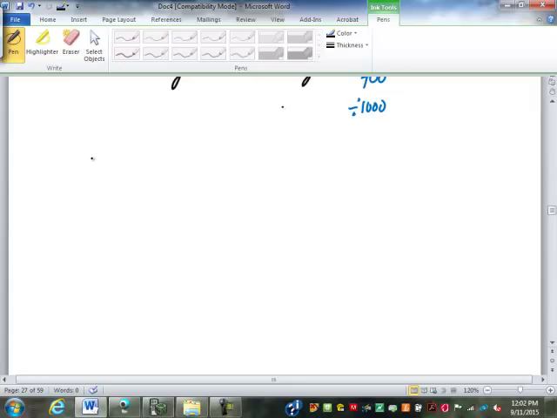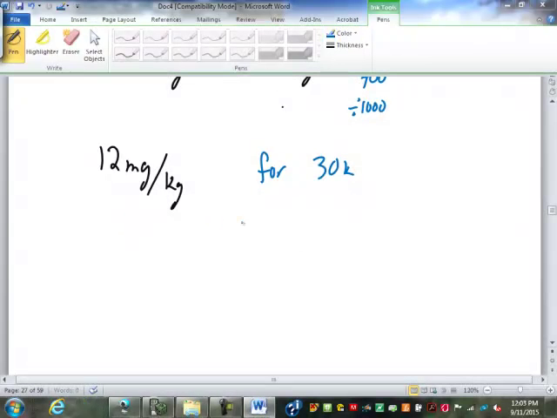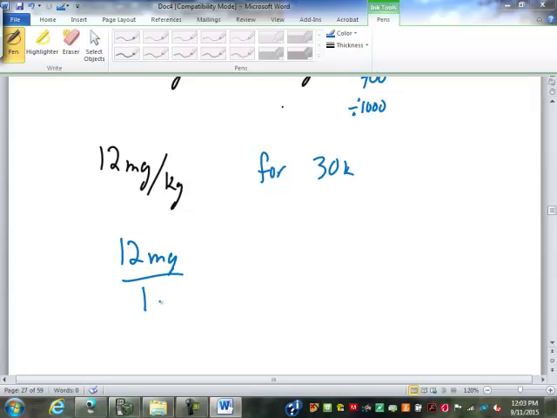We might have a medication that lists 12 milligrams per kilogram. So if we want to know how much medication for a 30 kilogram patient. So 12 milligrams per kilogram, remember, is 12 milligrams per 1 kilogram. Where's the 30 going to go? Top or bottom? That's kilograms. Has to go with the other kilograms.